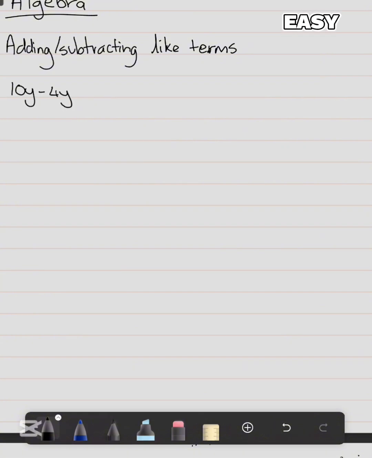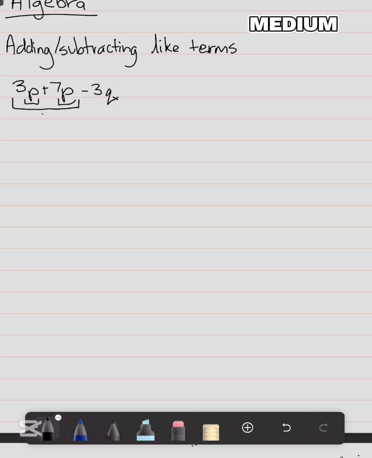Let's try another question. 10y minus 4y. We know they're like terms, so we just do 10 minus 4 and add the y, which is 6y. Okay, here's a medium style question. 3p plus 7p minus 3q. We identify our like terms of 3p and 7p. Now the rule is you can only add or subtract like terms, and so they are like terms, so let's add 3p plus 7p, which is 10p. But the q doesn't have any like terms, so it stays the same. So now we have 10p minus 3q.